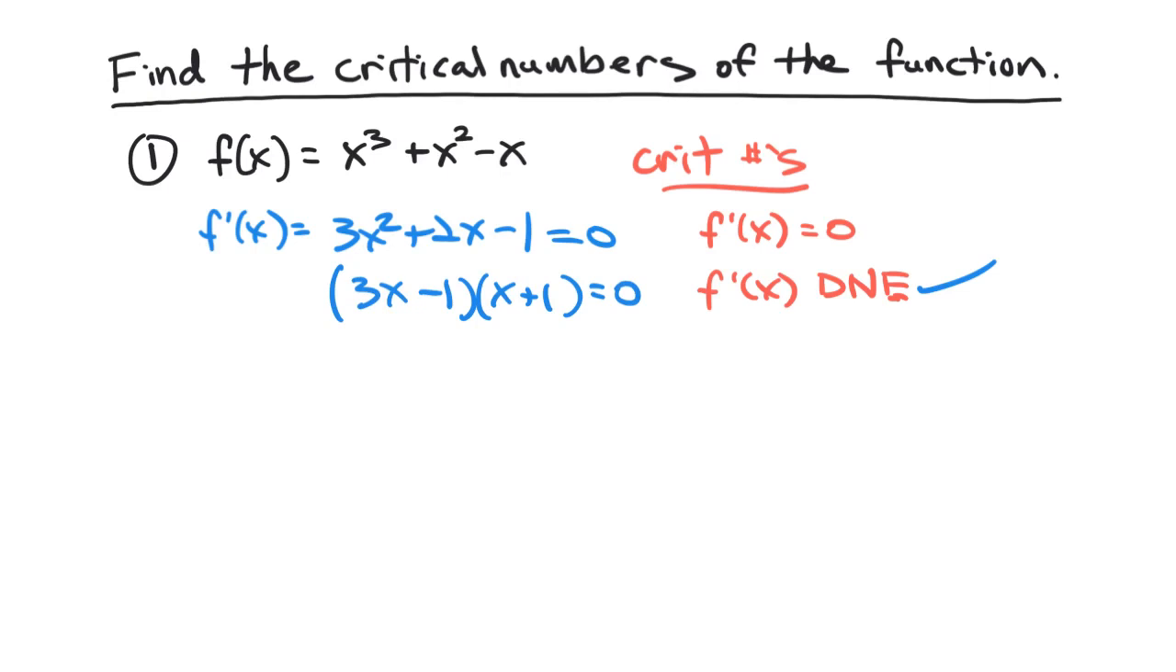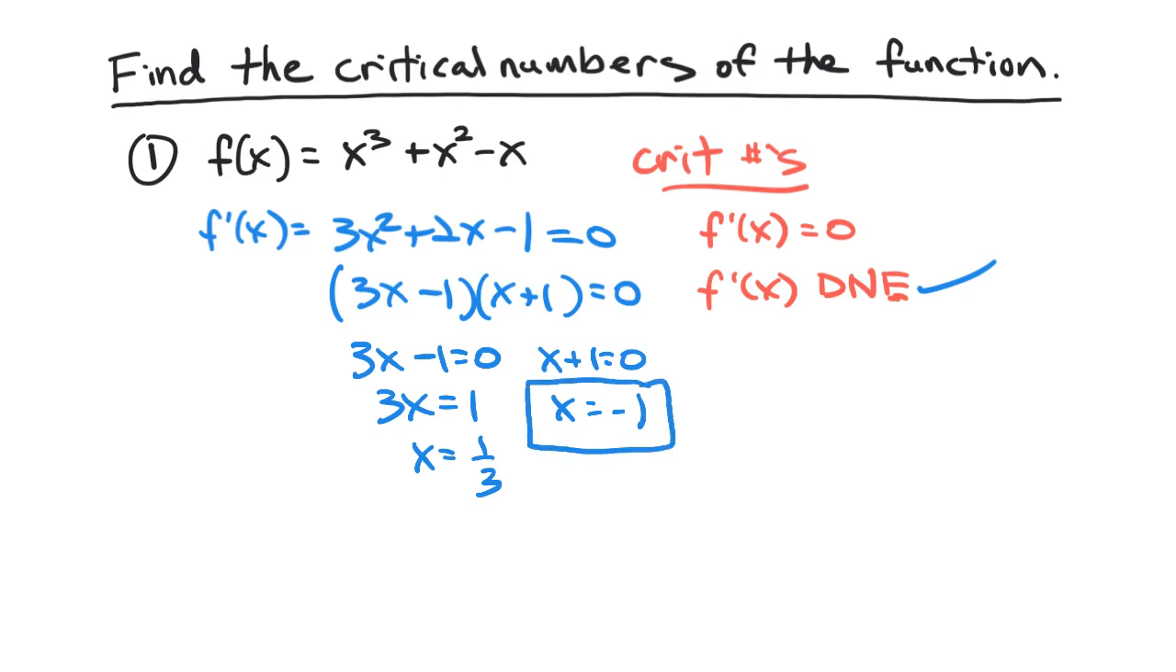And as we know from algebra class, if this times this is 0, it means that at least one of these has to be 0. It could be either one. So it could be that 3x minus 1 equals 0, which means that 3x equals 1, or x equals 1/3, or it could be that x plus 1 equals 0, or x equals -1. So there are two critical numbers. These are the two critical numbers, x equals 1/3 and x equals -1.